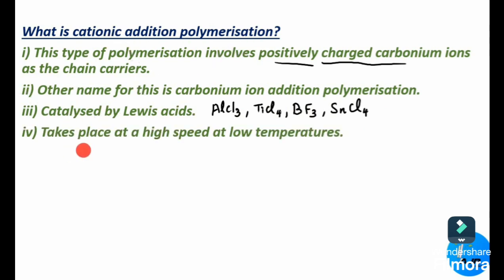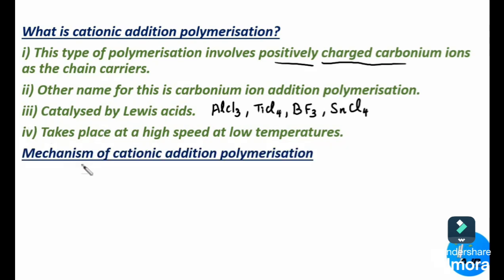This cationic addition polymerization takes place at a very high rate, even at a very low temperature. For example, the polymerization of isobutene gets completed at minus 100 degrees centigrade in a few seconds. That's why this type of addition polymerization, cationic addition polymerization, takes place at a high speed at low temperatures.